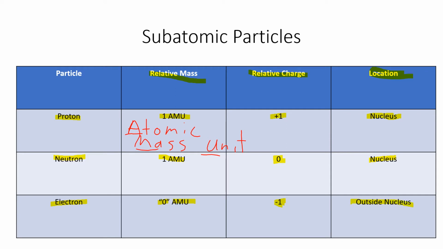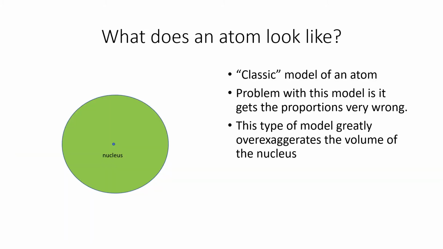So this chart is useful. It gives you a good idea of comparing and contrasting, seeing similarities and differences between these different particles. But it still doesn't give you a good picture of what an atom actually looks like. So that's what we need to look at next: what do these atoms actually look like?